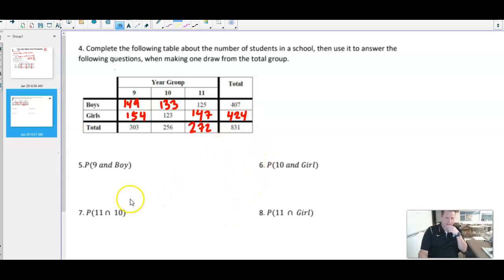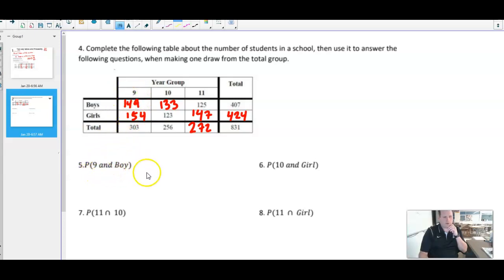All right. So from here I can answer a bunch of different questions. These are intersection questions. These are kind of nice that way. So if I looked at this first one, what's the probability of selecting a boy and a ninth grader? So this would be that intersection question. I need them to be both characteristics, boy and ninth grader.